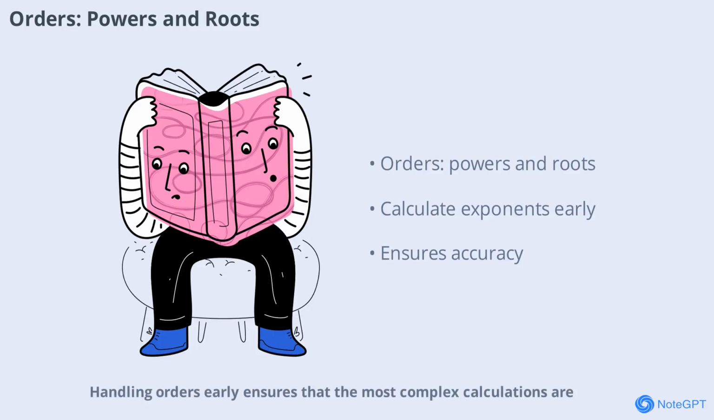Handling orders early ensures that the most complex calculations are completed before moving on to simpler operations like multiplication or addition. This step is crucial for getting the correct answer, especially in expressions with exponents or roots.